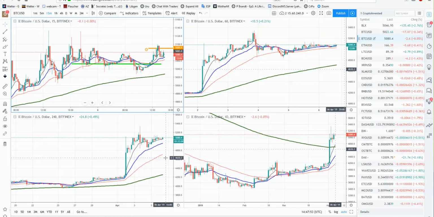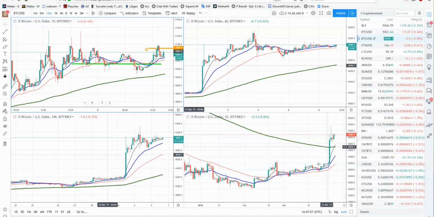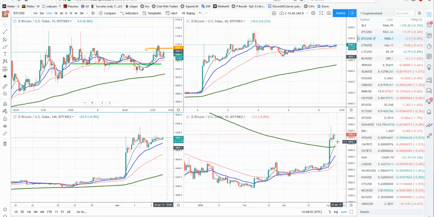So TC2 is trending, and we touch the 8. Obviously, we are well overextended on the daily, but cryptocurrencies, once they start to run, might run a long time, and overextension is not such a big issue.